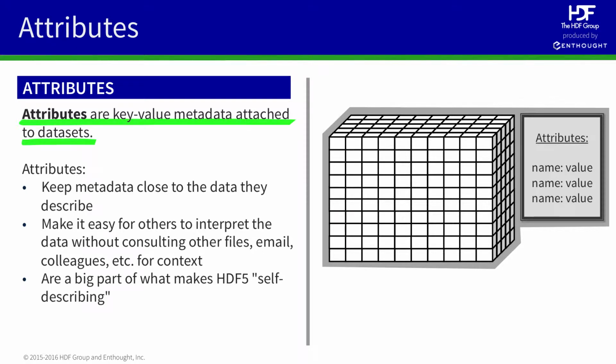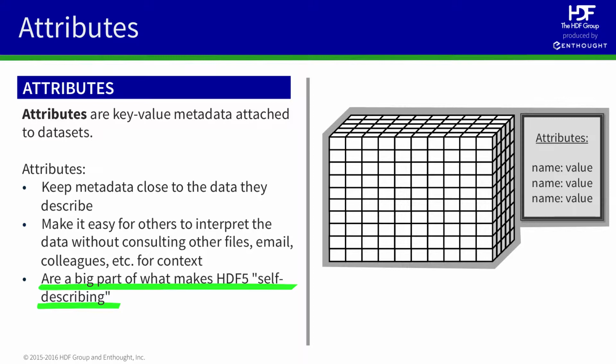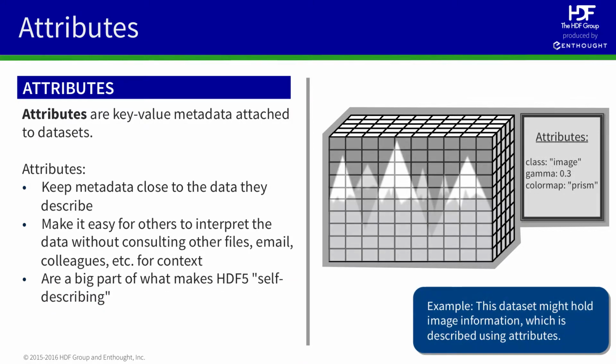The next piece of HDF5 is attributes. Attributes allow you to attach key value metadata to any object in the file. Importantly, this means that metadata, or context information, is always located right next to the data it describes. So, when you share your information with other people, they can very easily understand what it means. All the information required to make sense of your data is stored right there in the file. This is a big part of what makes the HDF5 a so-called self-describing format. In other words, you can interpret the meaning of the data without having to reference other documents. For example, you might have an array or a dataset in HDF5 that contains image information. This would be communicated by a series of attributes that describe properties of the image.